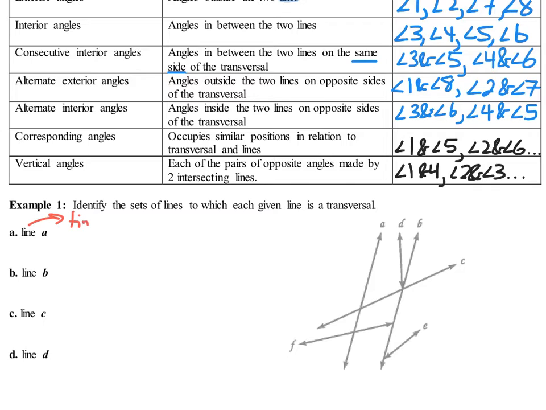So find two lines that A intersects, just based off the diagram. So you're just following the pathway. And it seems to intersect with C and F.